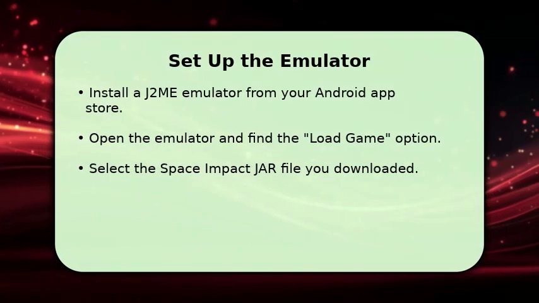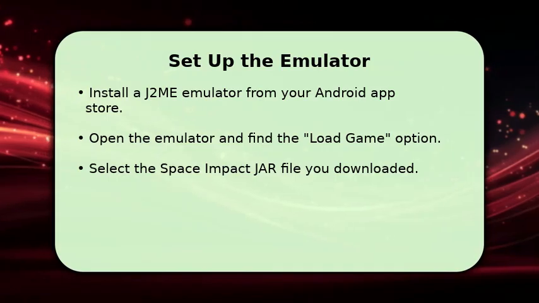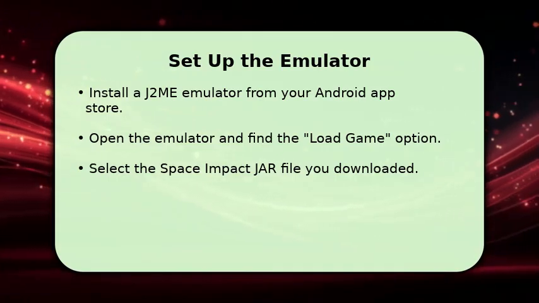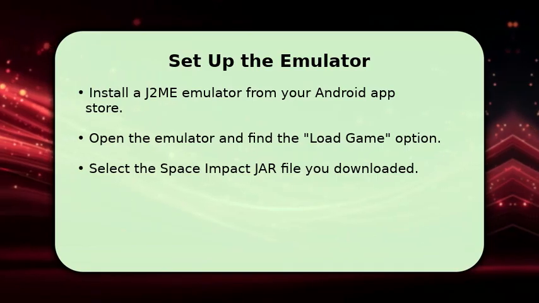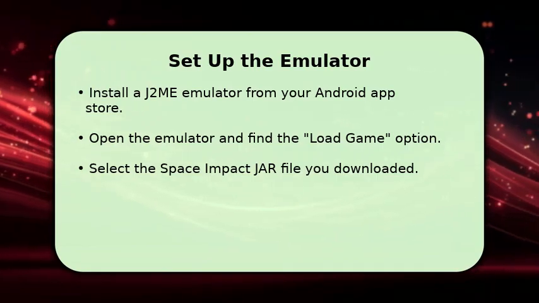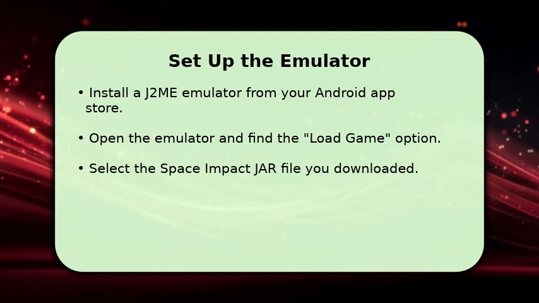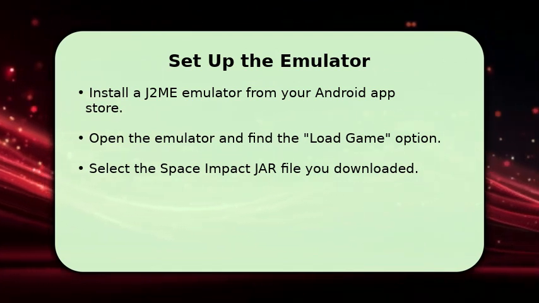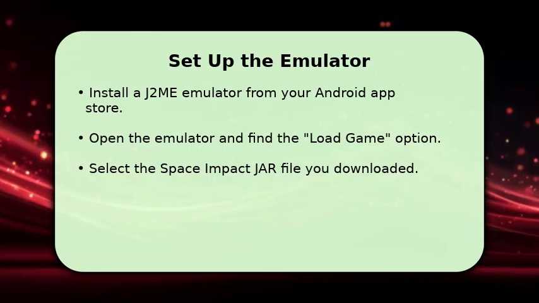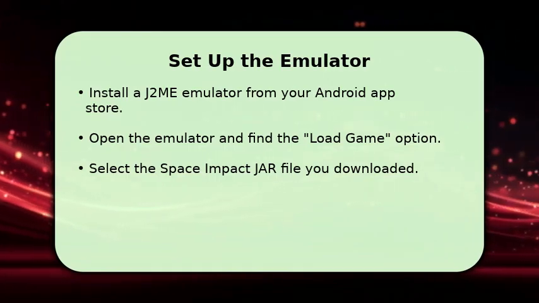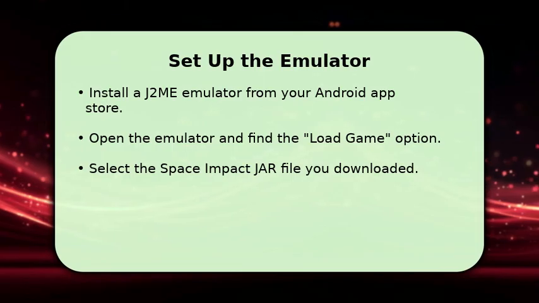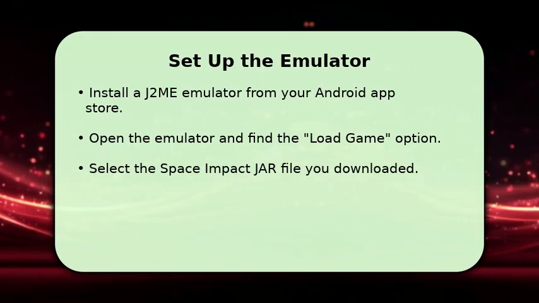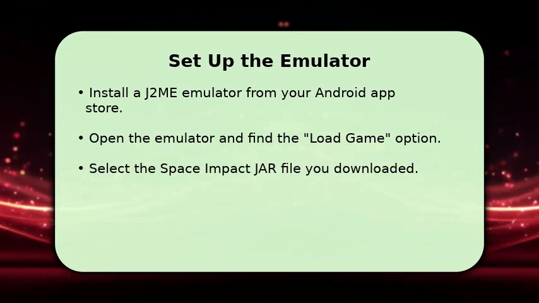Now let's set up your emulator. Head to your Android App Store and search for a J2ME emulator, then install one. Once installed, open the emulator application. You'll typically find an option like Load Game or Open JAR File within its menu. Navigate through your phone's storage to the folder where you saved the Space Impact JAR file and select it. The emulator will then begin to process the game.